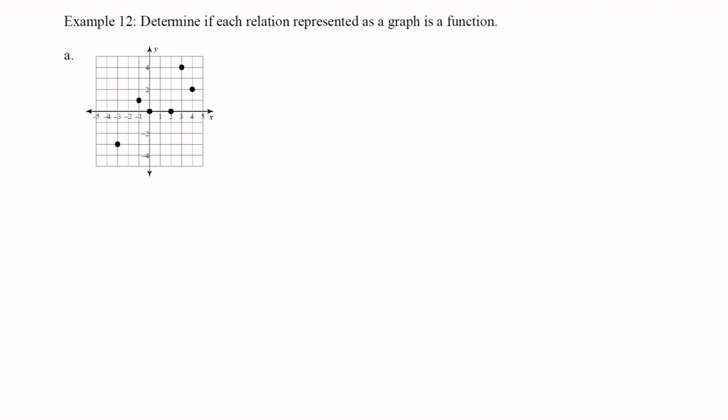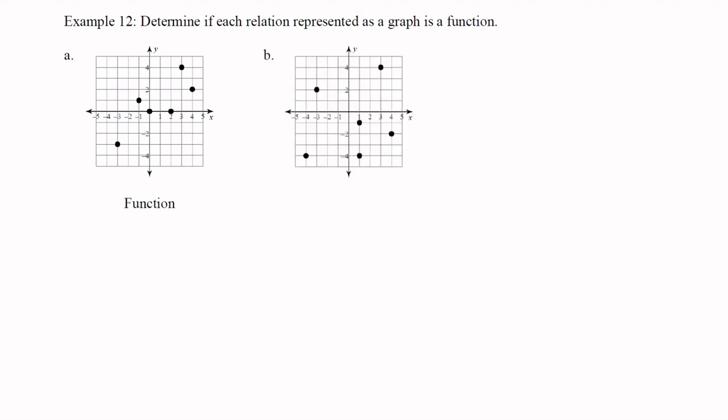Keep going to the right. At x equals 2, we have only 1 point when you look up and down. At 3, look up and down, we only have 1 point again, and the same when we get to x equals 4. So at every x value, we have 1 point, so we have a function.